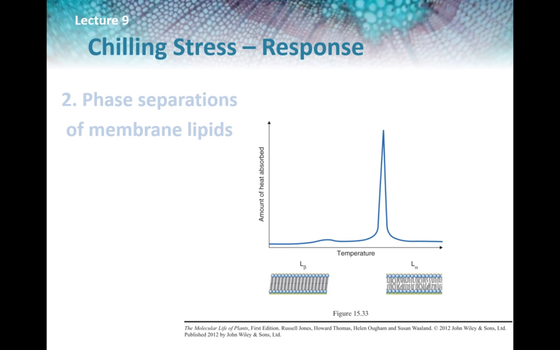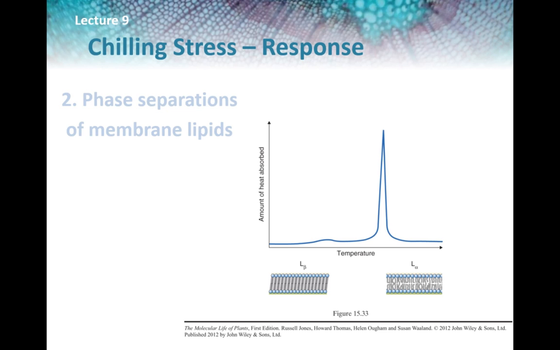The second primary event or molecular injury is the phase separation of membrane lipids. Phase separation of membrane lipids can represent a temperature-dependent event that can lead to acclimation or injury. The diagram of the output from a calorimeter shows the enthalpic changes that occur when membrane lipids undergo a change in state.